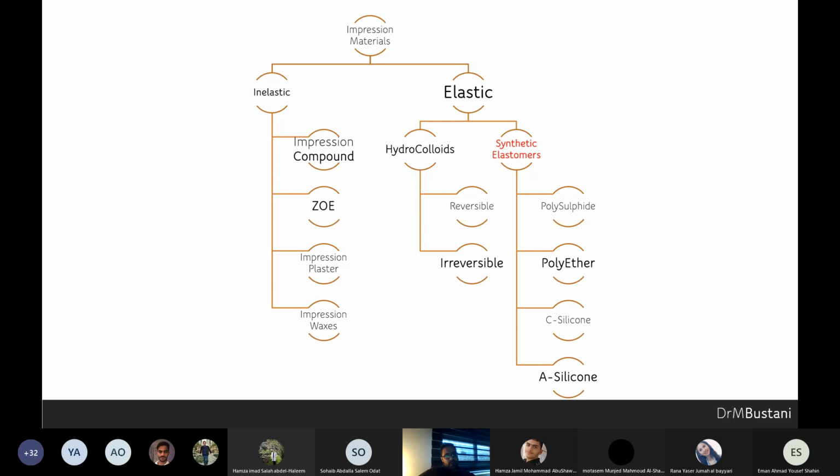So we have covered the inelastic and the hydrocolloids. And now we will talk about synthetic elastomers. Synthetic elastomers are mainly made to overcome the problems with hydrocolloids, which are the dimensional instability because of gaining and losing water. So we have 3 or 4 materials: polysulfide, polyether, and silicon, the C silicon and A silicon.